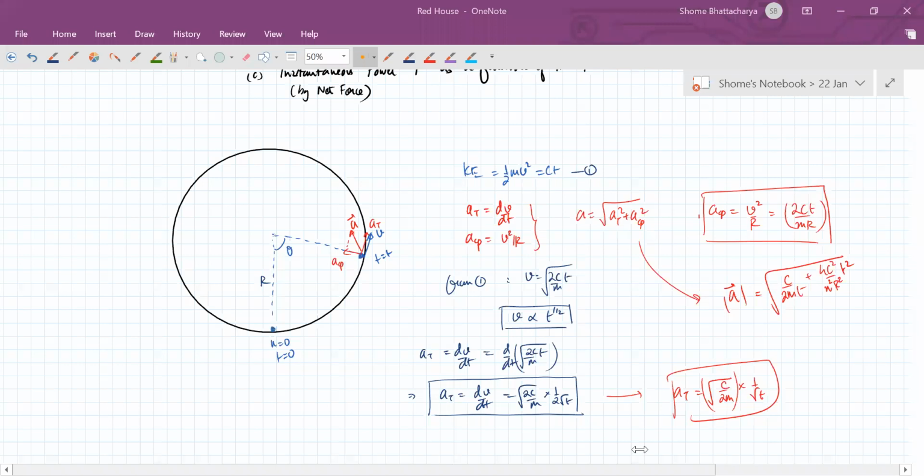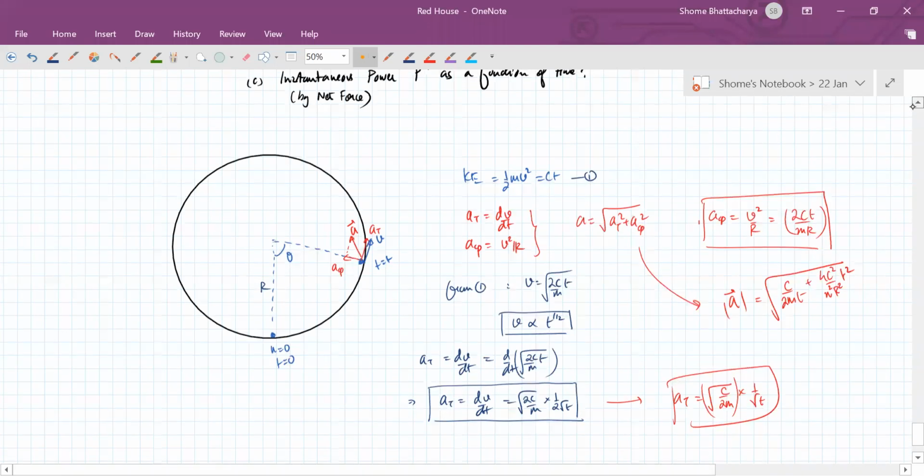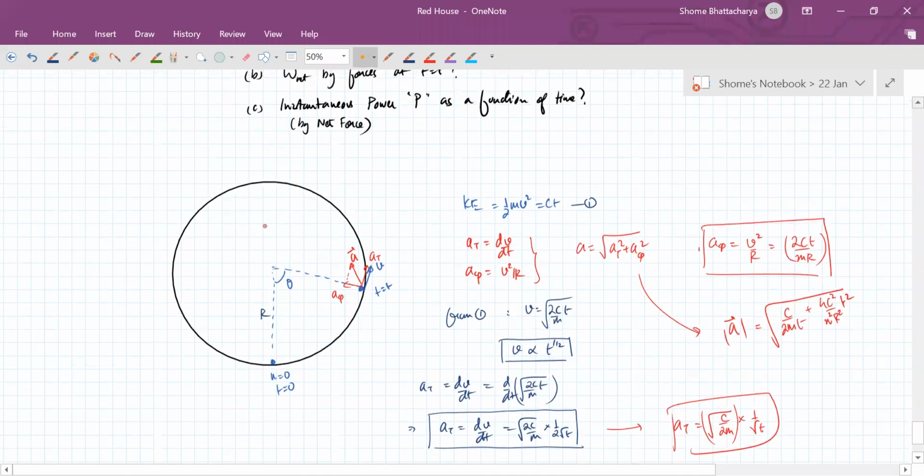Yeah, that's okay. I understood. Okay. So you got the tangential acceleration. Now you have to also figure out the centripetal acceleration, which you're getting from here. Okay. Now the B part is obvious.